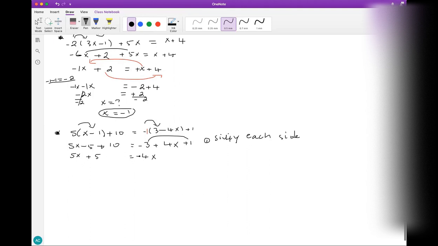Just move it to the front. We're not changing any sign, it's still on the same side. We're not moving it across, so it does not change the sign. These two, -3 plus 1 will be? -2. Very good. So now we're at this stage.